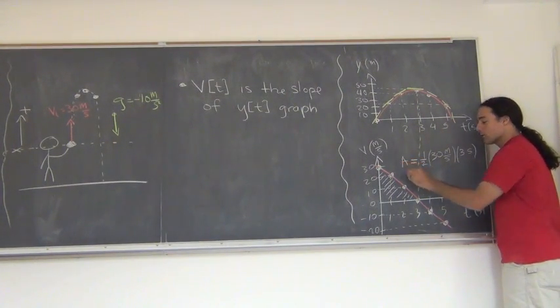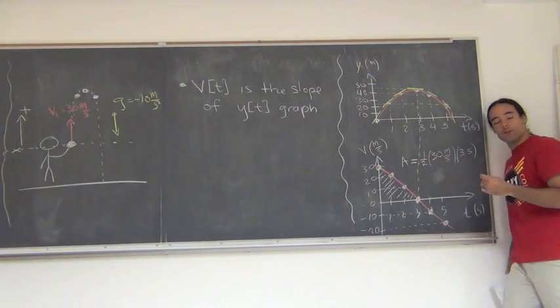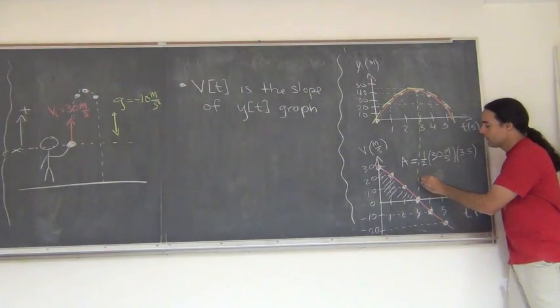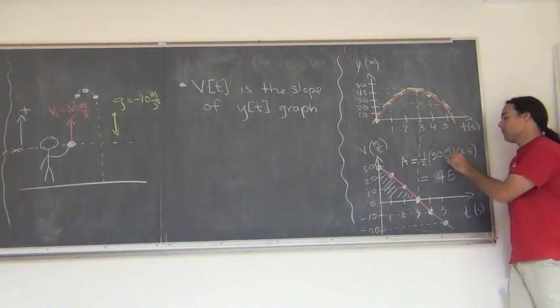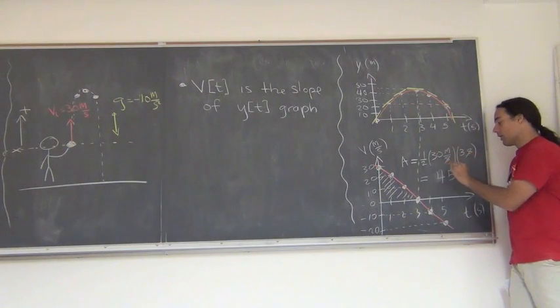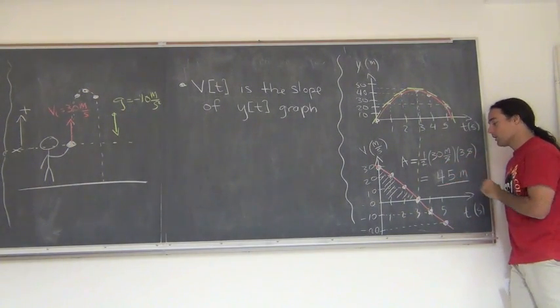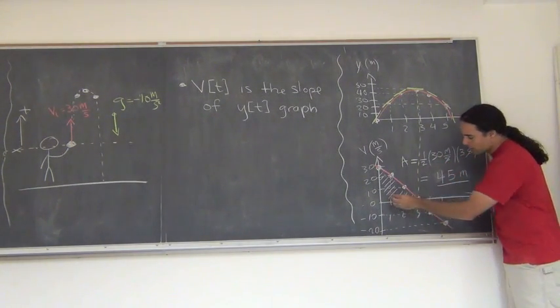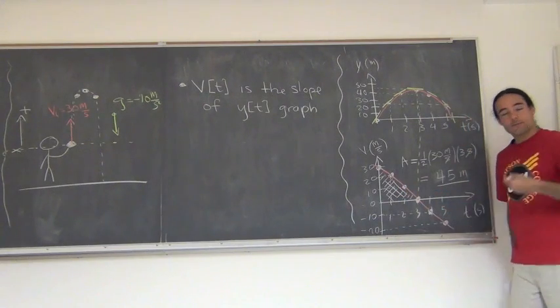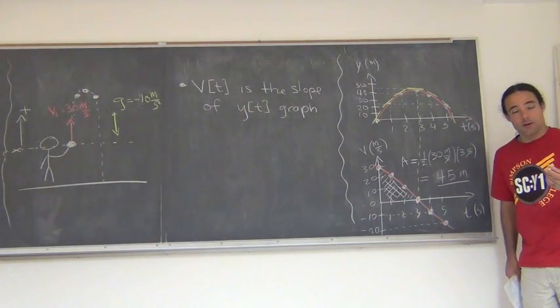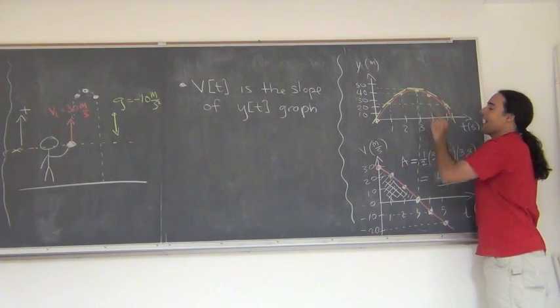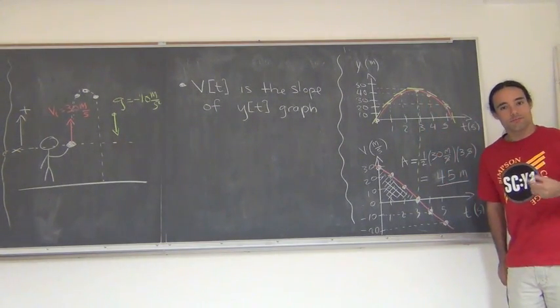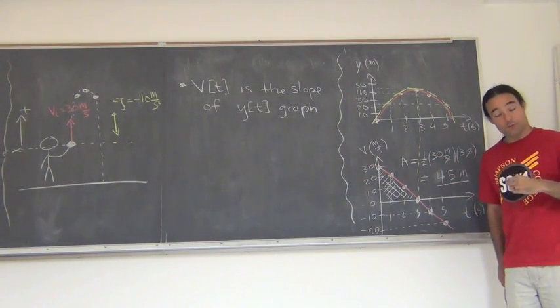So the area under the curve up till 3 seconds is going to be half of 90, which is 45. The seconds cancel. I'll get units of meters. So the area under this curve up to 3 seconds is 45 meters. Let's go over here. What height am I at 3 seconds? At a height of 45 meters.